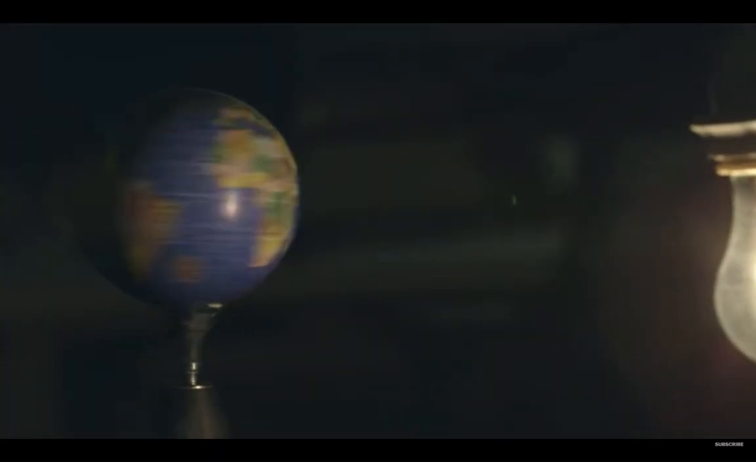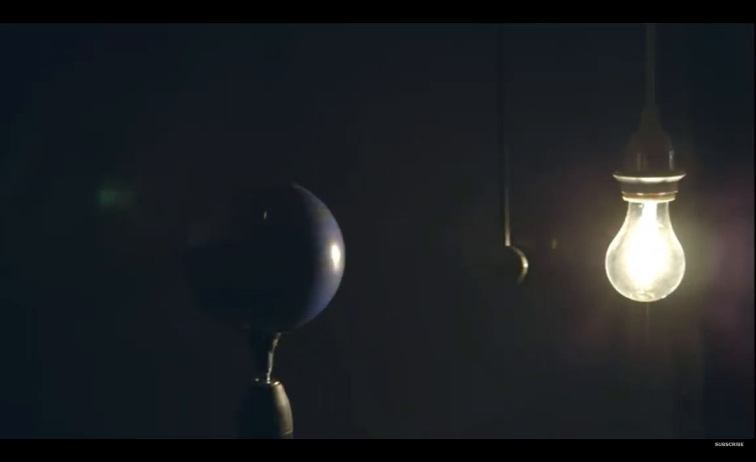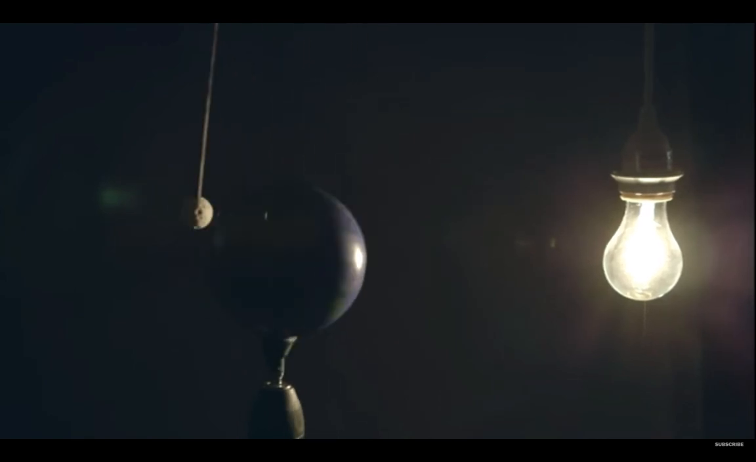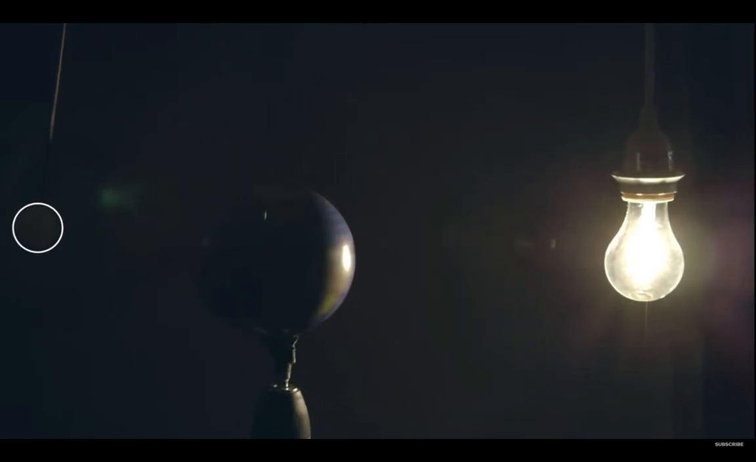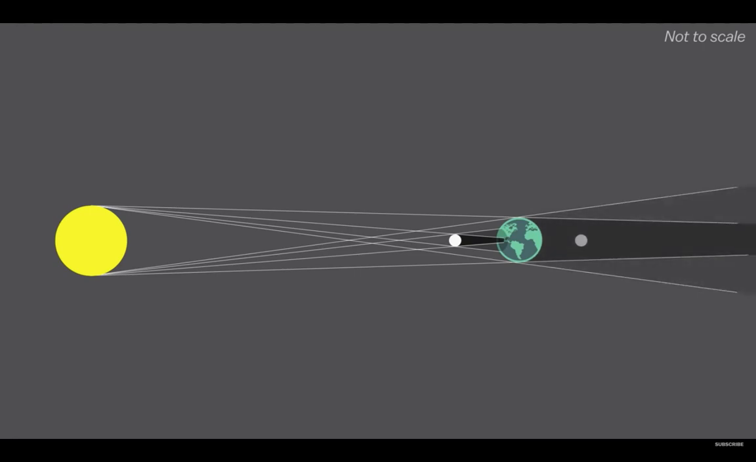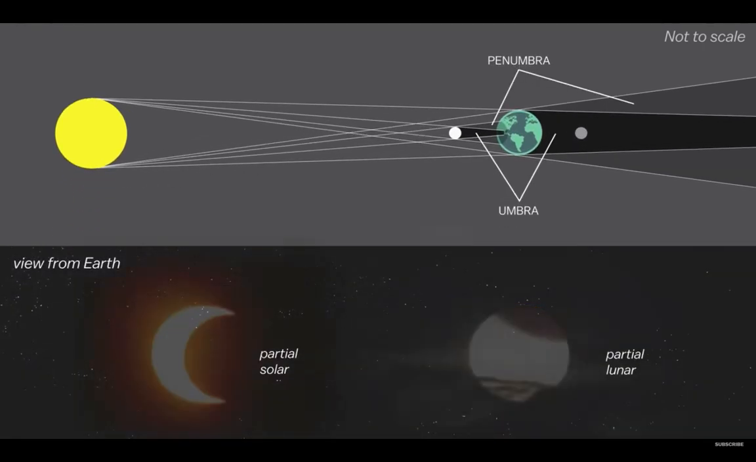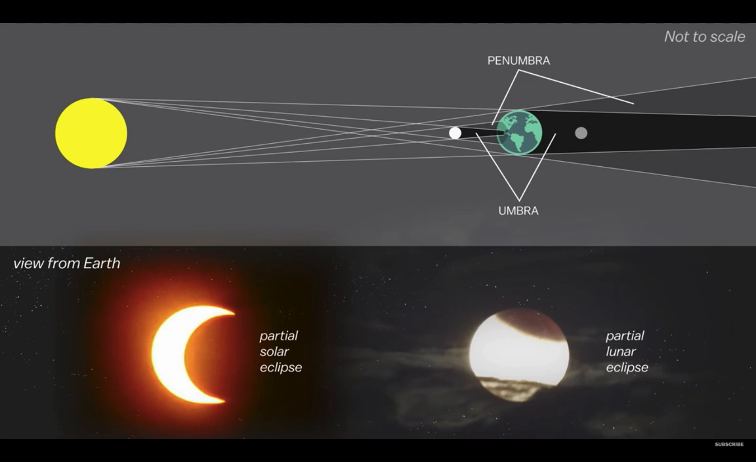A solar eclipse happens when the moon's shadow falls somewhere on the surface of Earth. And a lunar eclipse is the opposite, when the Earth's shadow falls across the moon. Total eclipses occur within the darkest part of that shadow, the umbra. In the lighter part of the shadow, the penumbra, we get partial eclipses. So that's the short explanation.